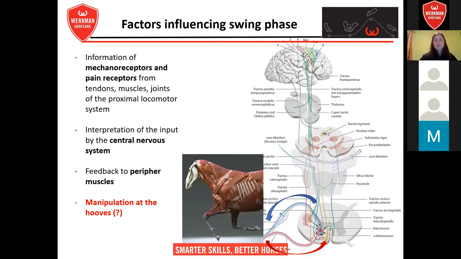Although the muscles and the proximal locomotor system dominate this motion event, I can promise you, you will have an effect. But I would like to show you next time, not just some examples of how trimming and shoeing affect the swing phase, but I would also like to open your eyes a little bit to how different muscle groups are developed in horses and why we sometimes have dysfunctions and some problems in swing phase.